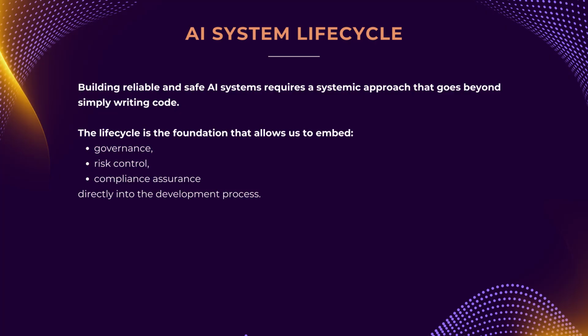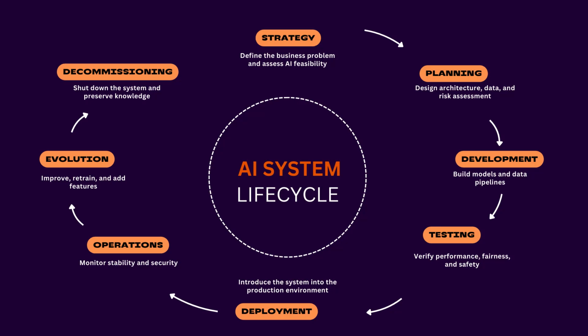Building reliable and safe AI systems requires a systemic approach that goes far beyond simply writing code. A structured lifecycle is the very foundation that allows us to embed governance processes, risk control, and compliance directly into development. Let's look at the stages it consists of and how it helps us create safe and responsible AI solutions. Here is the map of our path.